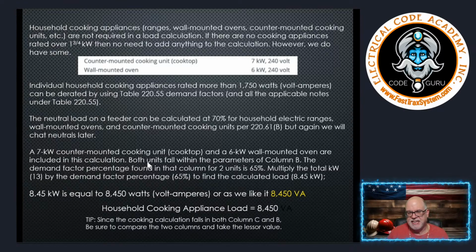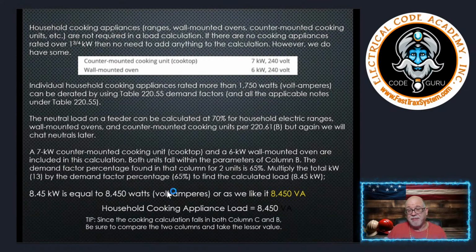and that gives me 8,450 VA. So now, is 8,450 less than 11,000? Absolutely. So which am I going to use? I'm most certainly going to use the yielded result from column B, okay? So that is 8,450 for my cooking. Now, I'm going to write that down.